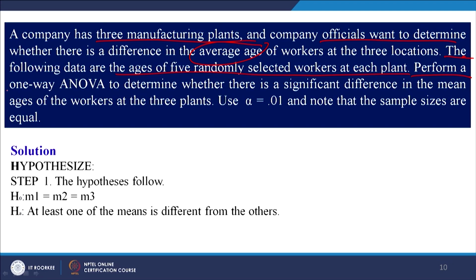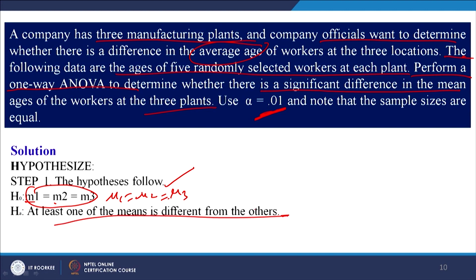Perform a one-way ANOVA to determine whether there is a significant difference in mean ages of the workers at 3 plants. Given alpha is equal to 0.01 and note that the sample sizes are equal, right. So what we will do, step 1 it's mu1, mu2, mu3, right. So this is, in fact you can write it like this, mu1, mu2, mu3, right. At least one of the means is different from others, right.